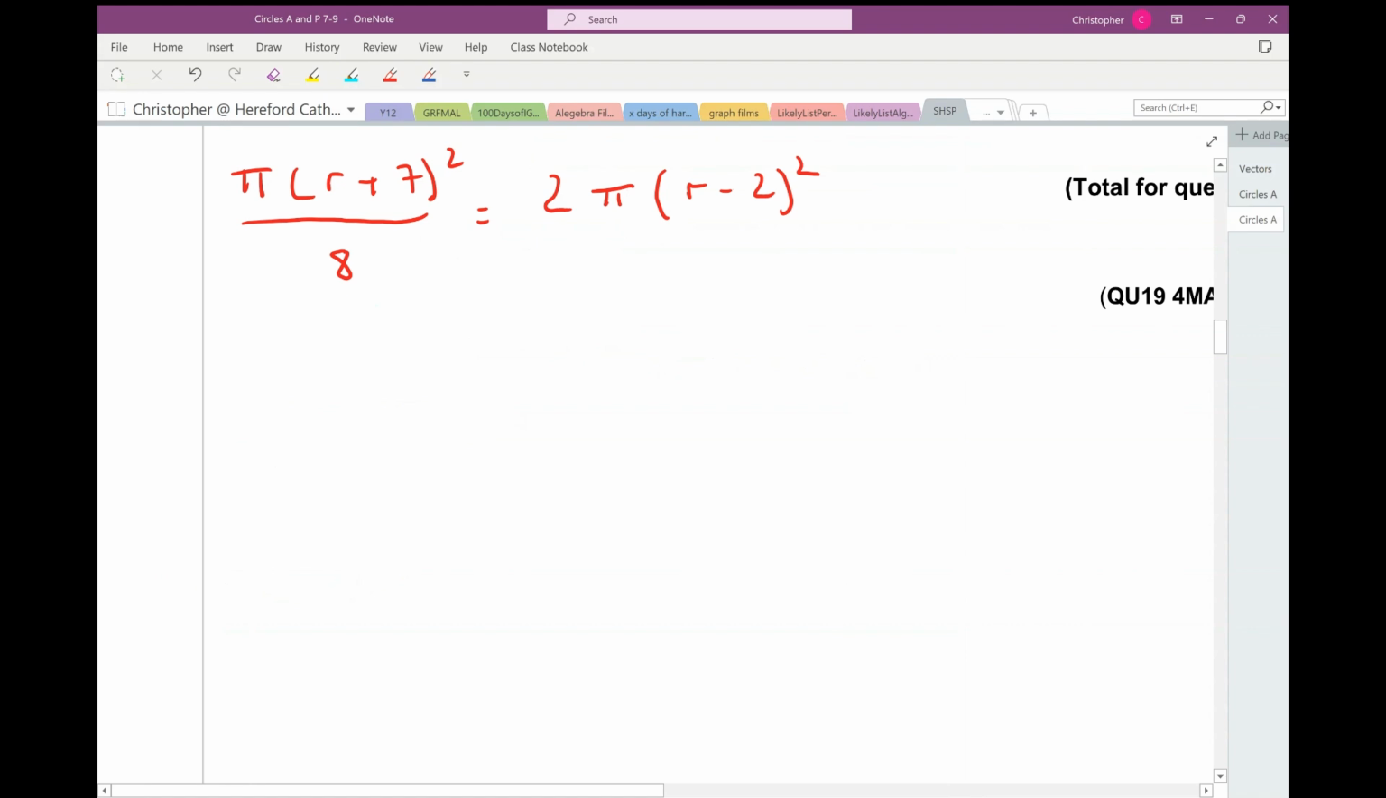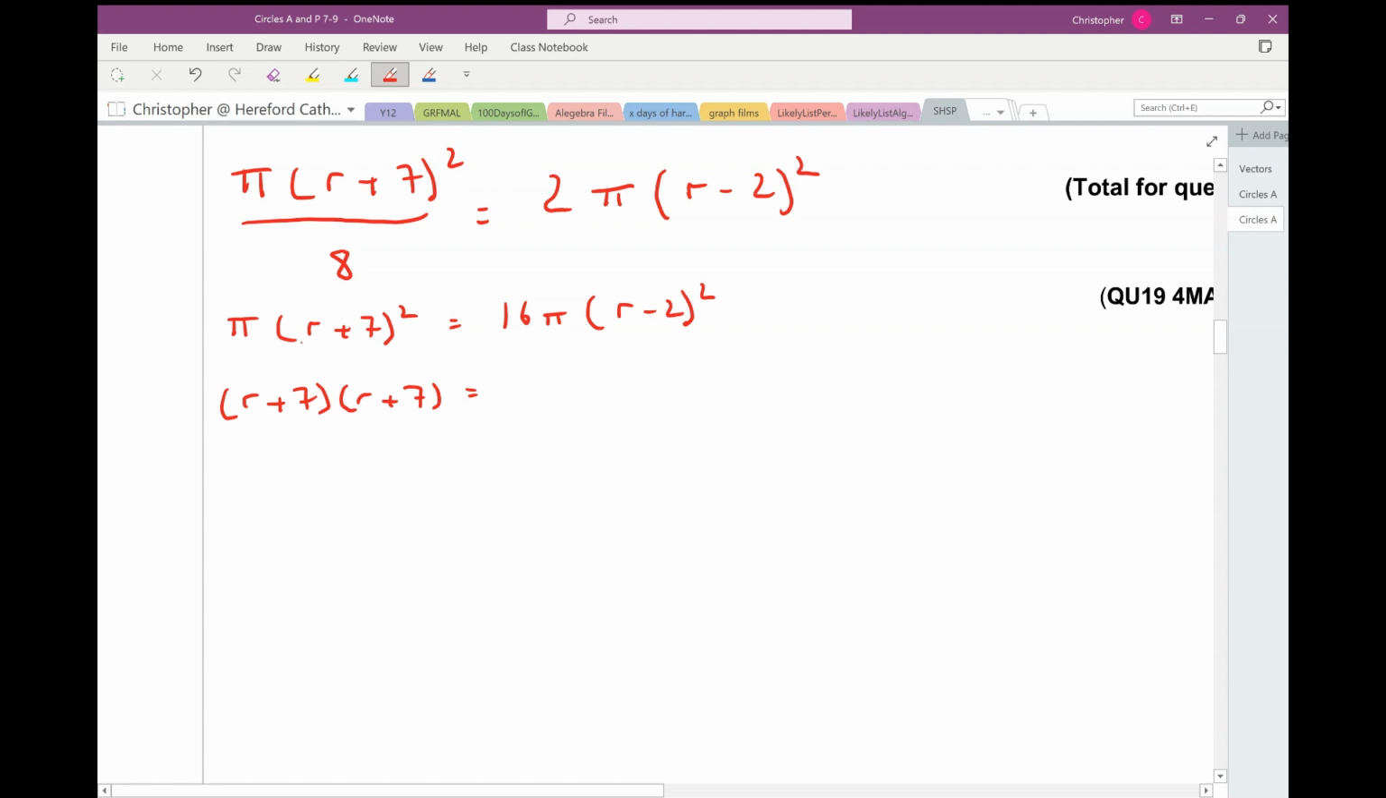Now it's simply a question of not messing up your algebra. If it were me, I'd start by multiplying both sides by 8 to give me pi times r plus 7 squared equals 16 pi times r minus 2 squared. Then I'm going to divide both sides by pi, and I'm also going to write r plus 7 squared out as r plus 7 times r plus 7.